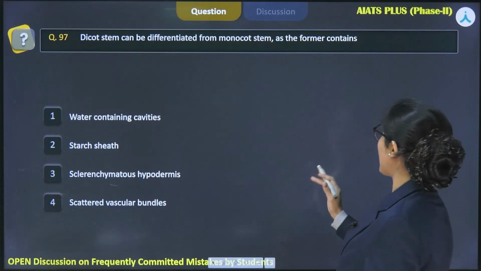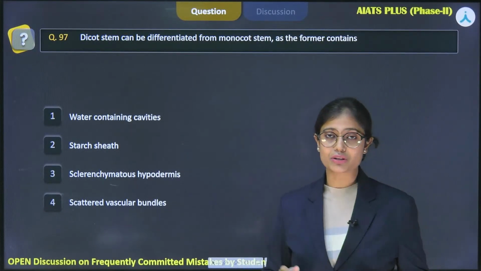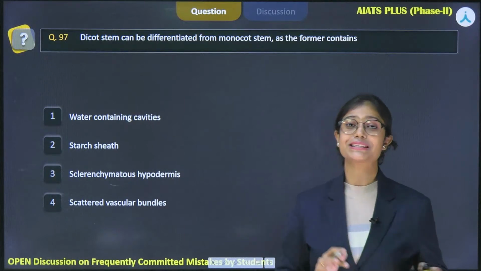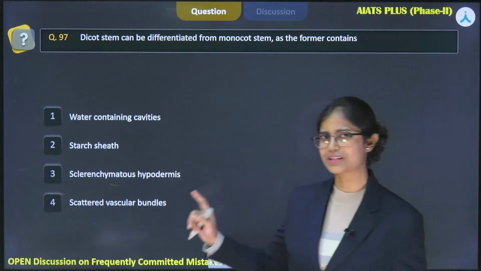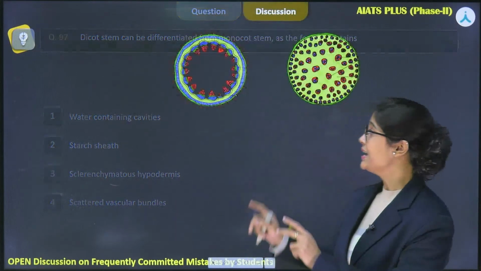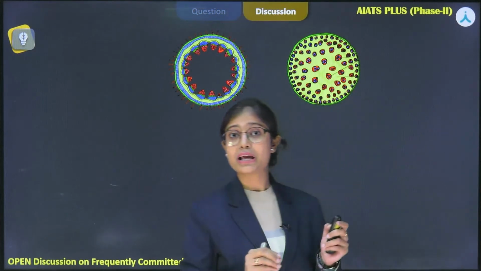Now let's start with the very first question of this session, which says: dicot stem can be differentiated from monocot stem as the former contains. So this question is basically asking about differentiating between the dicot and the monocot stem, and this question is from the anatomy of flowering plants.